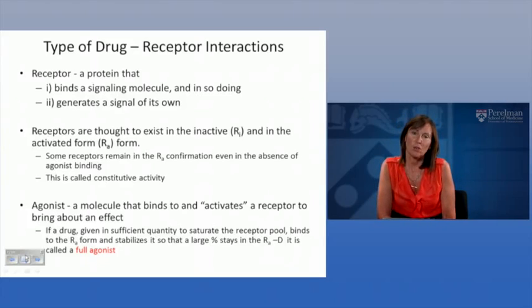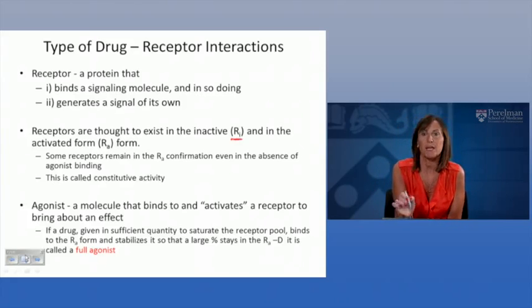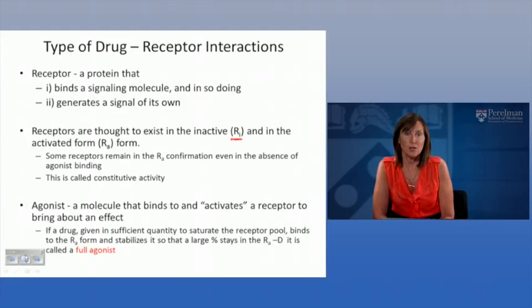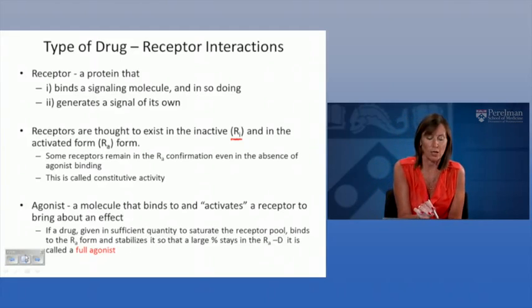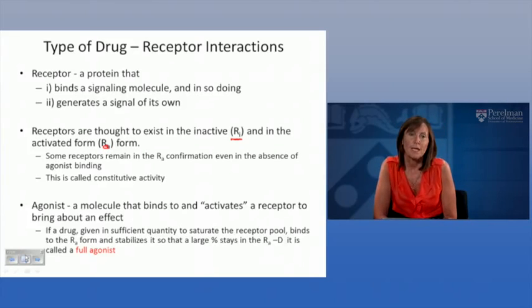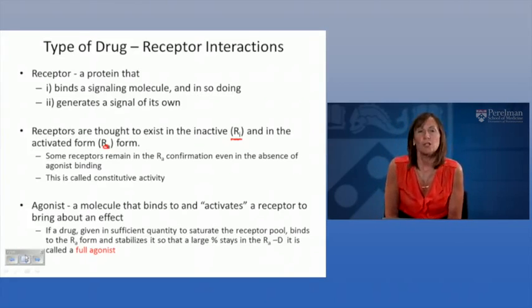Receptors themselves are thought to exist in an inactive and an activated form. The inactive form is designated R subscript I. The activated form of the receptor is R subscript A. Some receptors remain in an active conformation even in the absence of an agonist binding. This is an important concept. It is referred to as constitutive activity. In other words, there exists the phenomenon whereby a receptor can be activated in and of its own right.